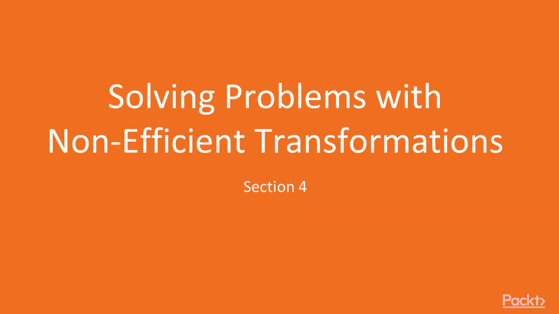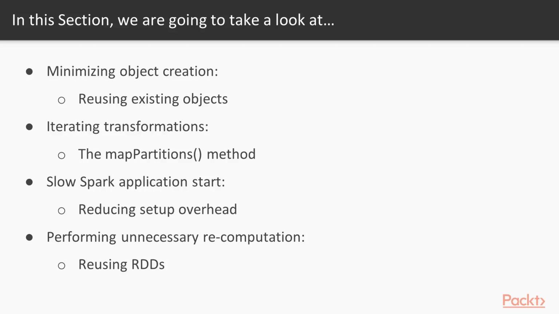Welcome to the fourth section of our course. In this section we'll be solving problems with non-efficient transformation. We will be considering four main problems of Spark. First one is minimizing object creation, so we'll try to reuse existing objects.